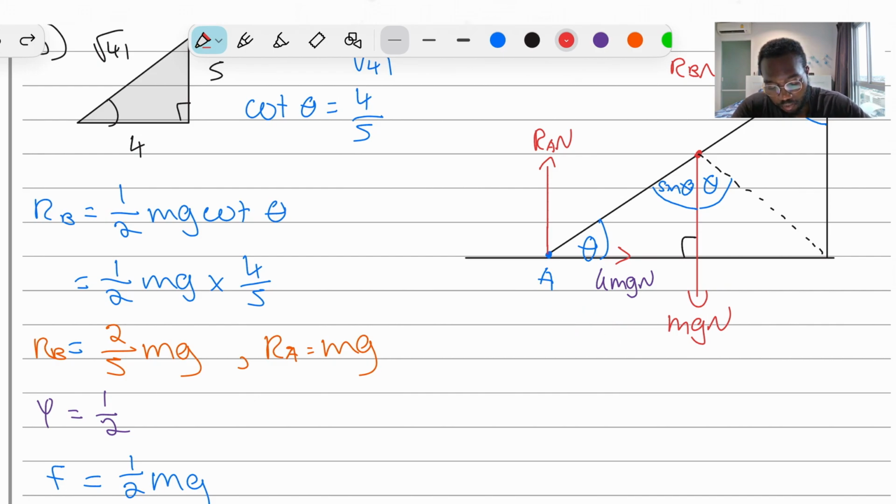Therefore, the F has to be going in this direction now. So the F is now going to the left, okay? So it's just a little thing like that. Just make sure that your friction, you change the direction as well.